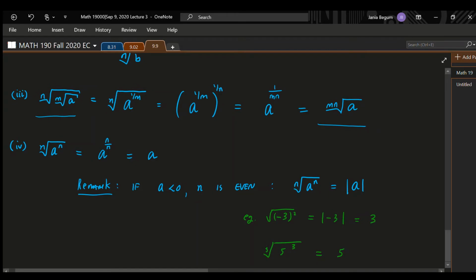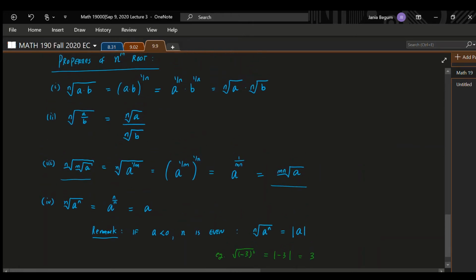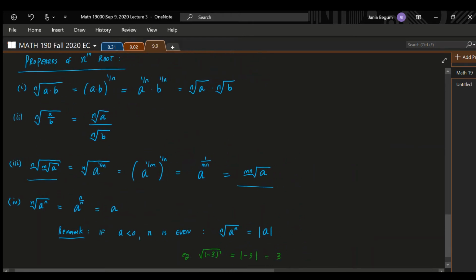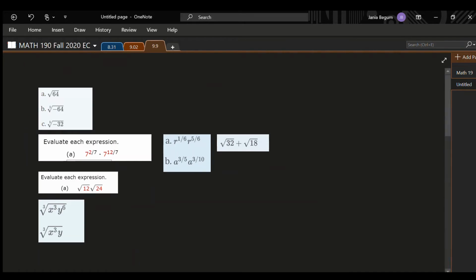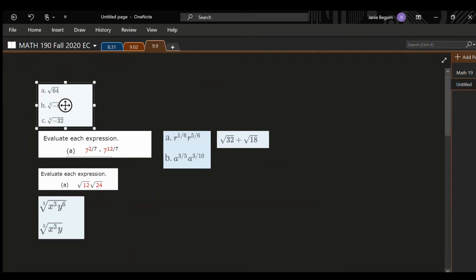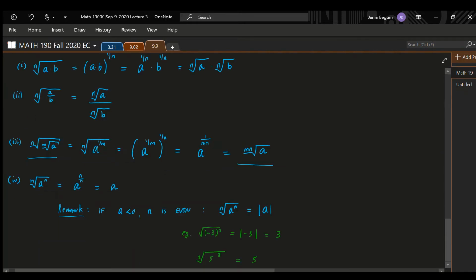Alright, so now that we wrote down the properties, we're ready to do some examples. Any questions on any of these properties? So again, let me know if you guys have questions. I have a couple of them. So go ahead if you have your hand up.